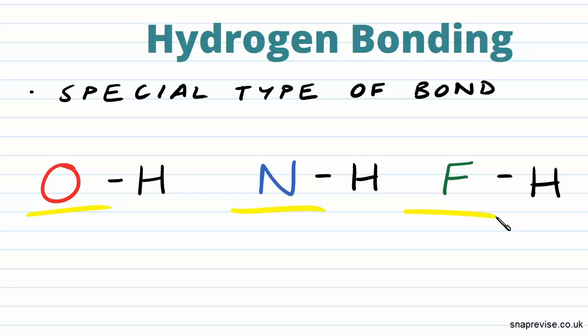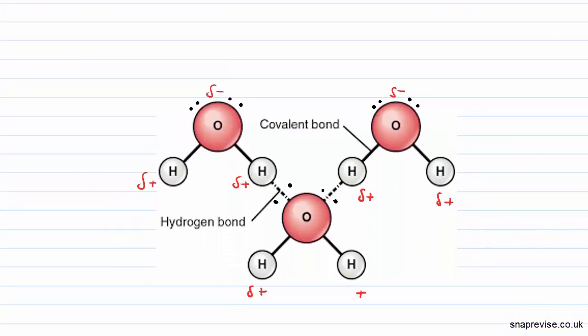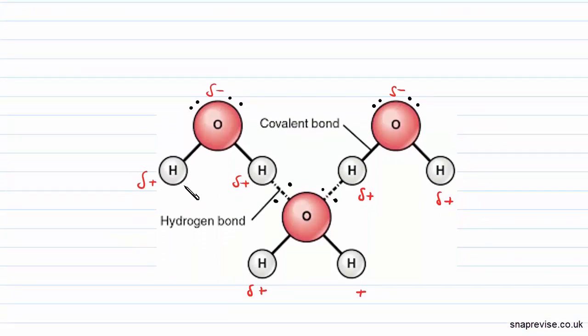hydrogen bond. In our hydrogen bond, the electron deficient hydrogen, which is slightly electropositive, is attracted to the lone pair of electrons on our oxygen, nitrogen or fluorine. So, as you can see in this diagram here, this is our hydrogen bond, as is this. It's the attraction between the electron deficient hydrogen and the lone pair of electrons.